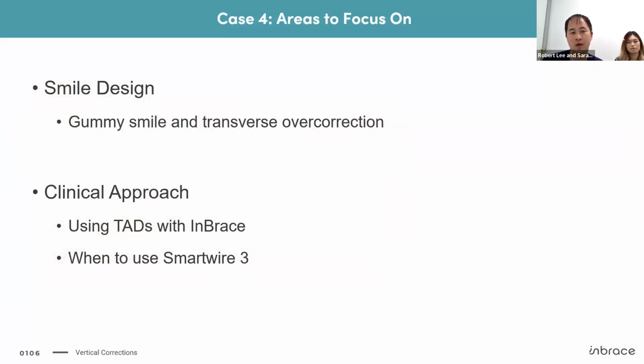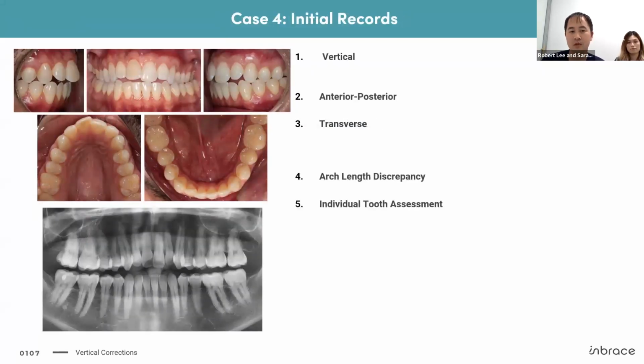So we're going to focus on how do we address this gummy smile. He also had a posterior crossbite. So we're going to look at how to use TADs with InBrace. And this is a case when you're going to use smart wire 3 because it's a little bit more complex. So from the vertical, he does have an open bite. However, I am planning on doing some posterior intrusion with TADs.